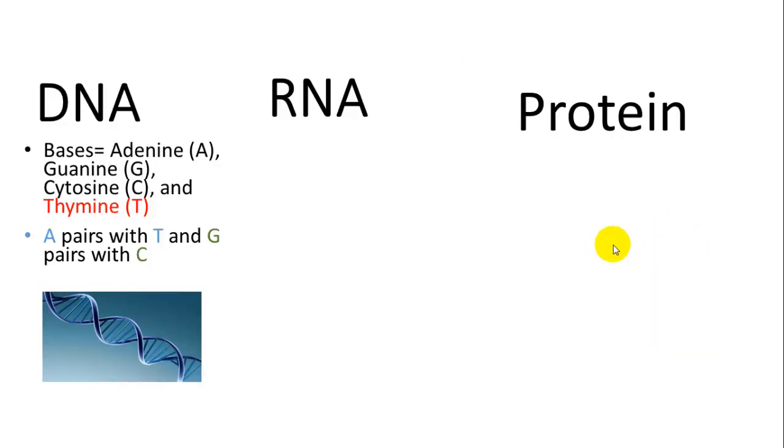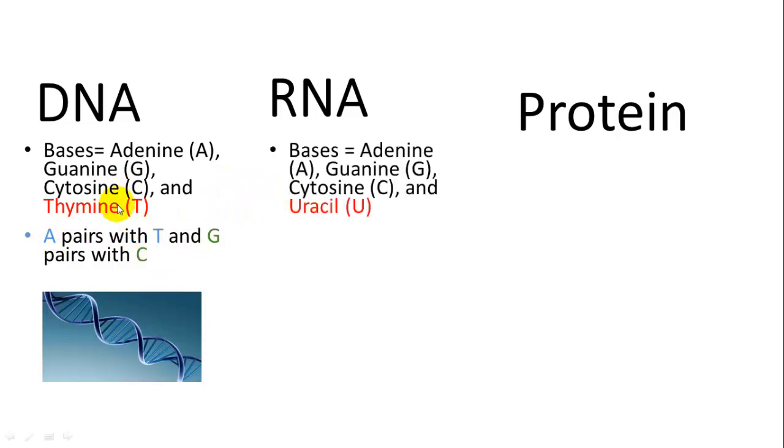So in DNA, we have our 4 bases: adenine, guanine, cytosine, and thymine. Adenine pairs with thymine and guanine with cytosine. In RNA, you have the same thing, except instead of thymine, you have uracil. Otherwise, the pairings are the same.